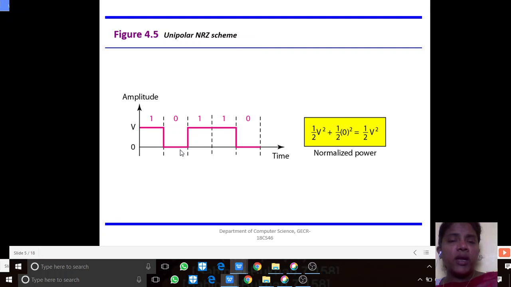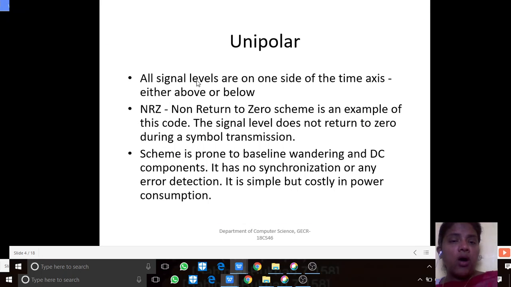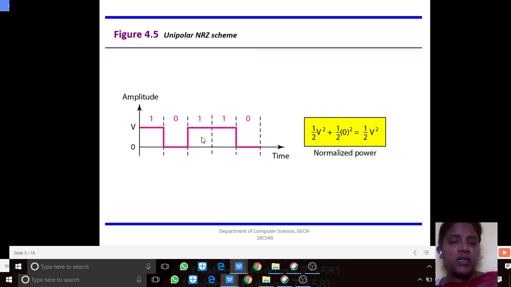is at any one side. All signal levels are on one side of the time axis. This is the horizontal time axis, and the vertical line represents the voltage amplitude. It is unipolar, and the data signal is not returning to zero in the middle of the transmission, hence it is called non-return to zero. The normalized power is given here, for bit level 1 and bit level 0.